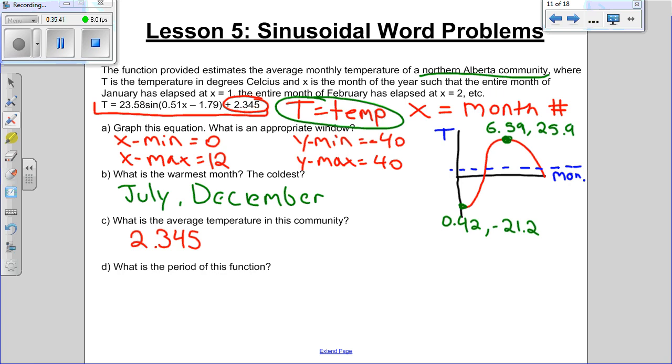So what you need to do is make your graph a little bit bigger. So change your x max to like 24, so it's 2 years.